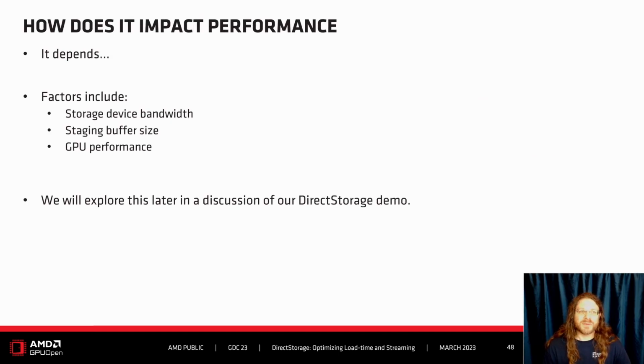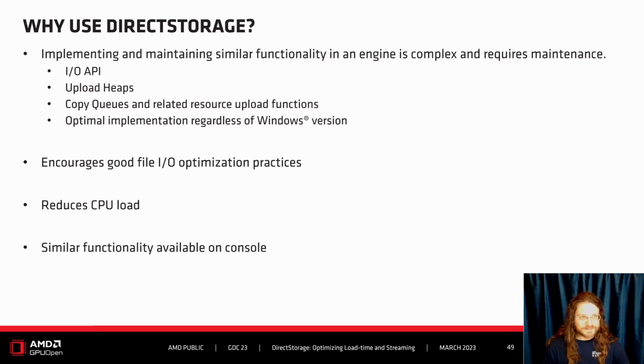So how does it impact performance? Well, it really depends. A lot of factors include the storage device bandwidth, right? We're only as fast as the slowest thing on our path. The size of the staging buffer, and that helps limit or actually expand the amount of pipelining we can do. And then the GPU performance itself. How fast can we decode the data and upload it? And we'll be discussing this a little bit later in our discussion of our DirectStorage demo.